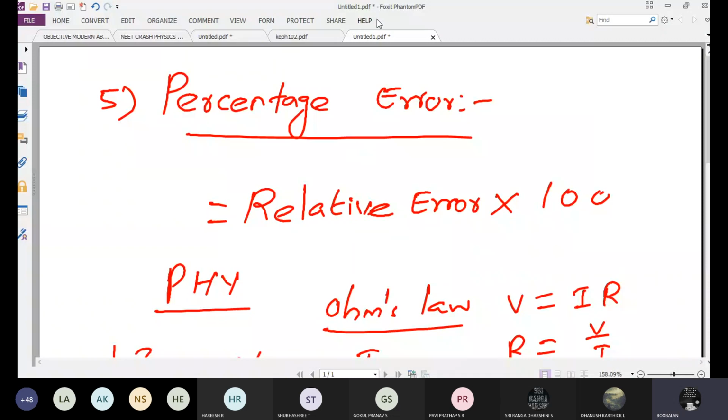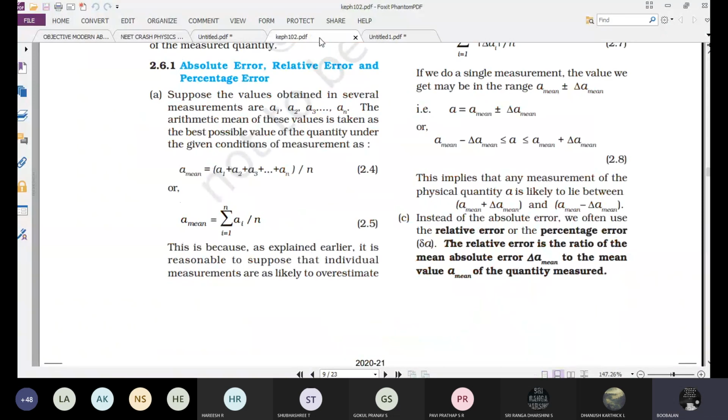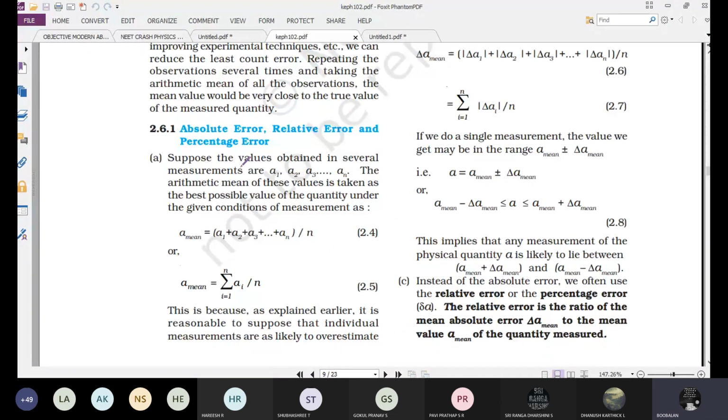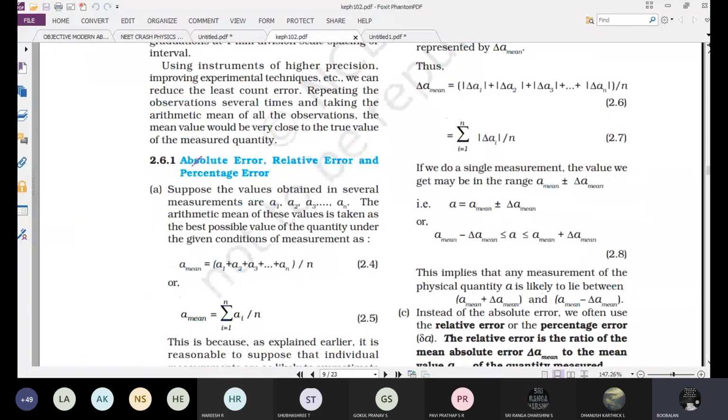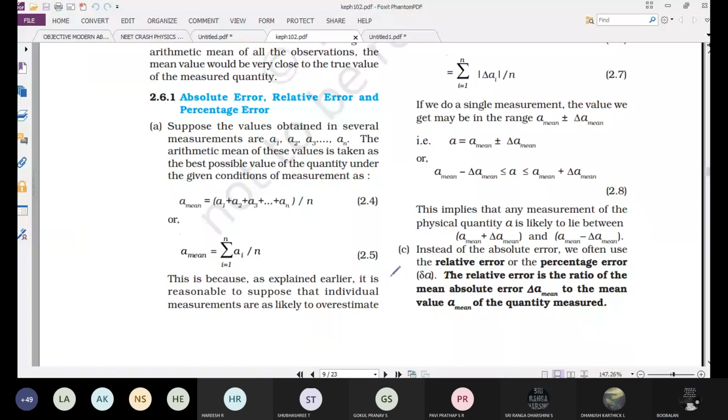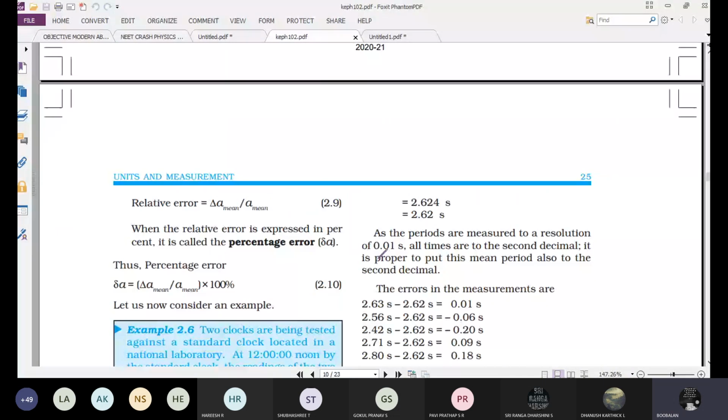After the class, you have the NCERT textbook. In this NCERT textbook, what I teach today, I discuss absolute error, relative error, percentage error. In this area, I am giving the explanation. Then you can take the book and refer to it, and then you can understand very clearly.